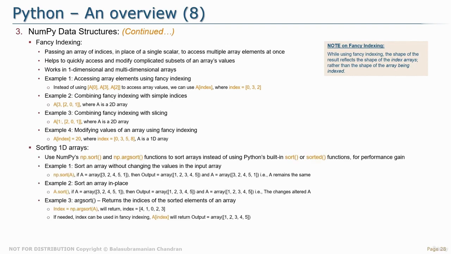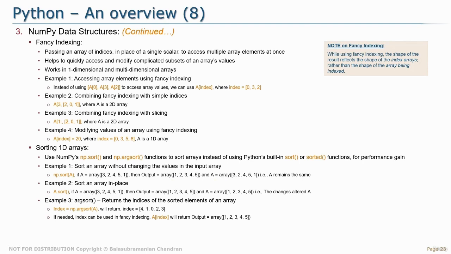Sorting 1D arrays. Use NumPy's np.sort and np.argsort functions to sort arrays instead of using Python's built-in sort or sorted functions for performance gain. Example 1. Sort an array without changing the values in the input array. Here, the output array is sorted, but the input array A remains the same.